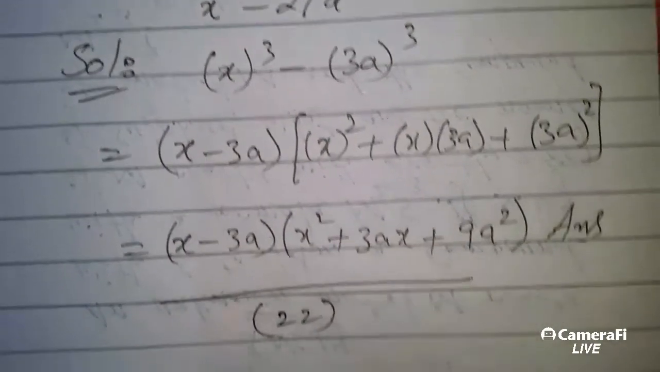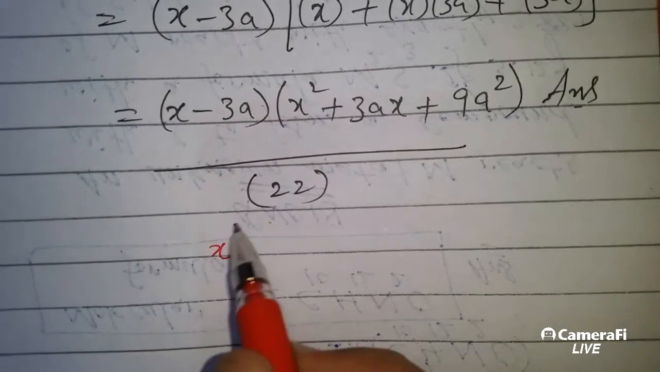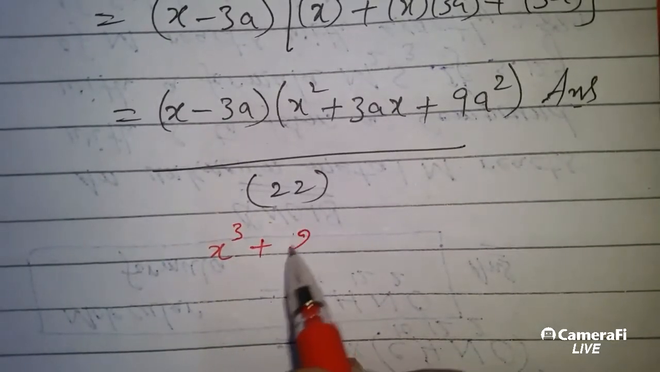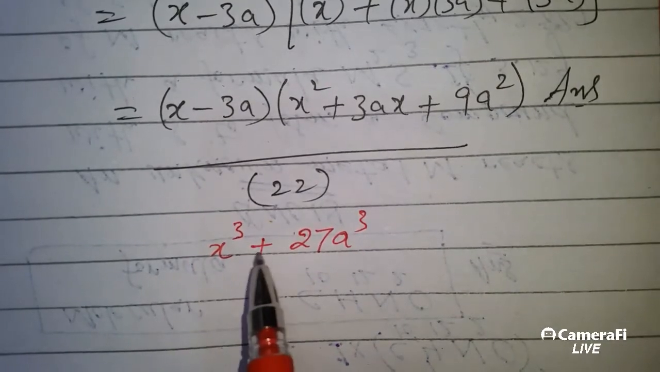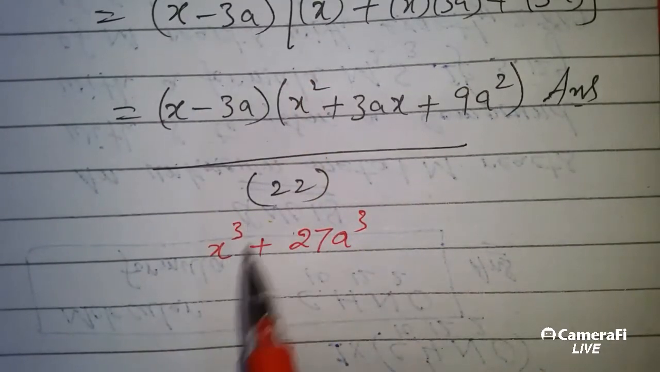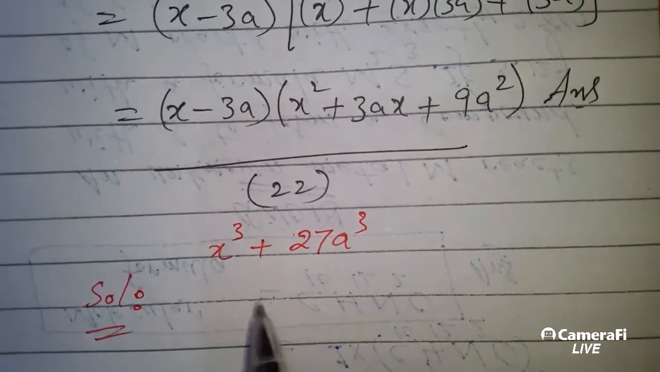Last question. Let's change the color. Same type of question, almost the same, but there is a negative sign. There was a negative sign here, but here there is a positive sign between the two terms.